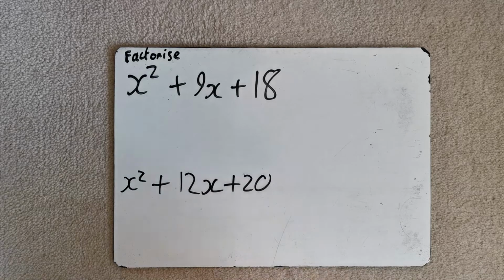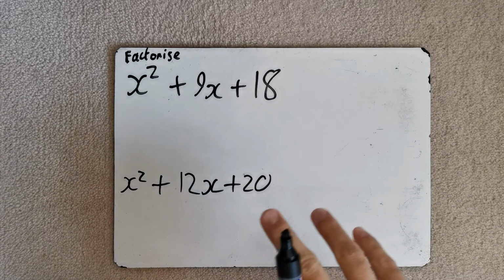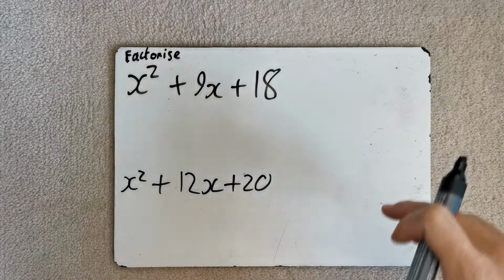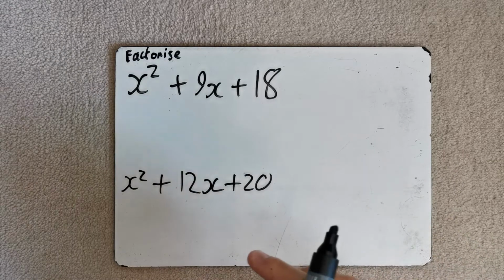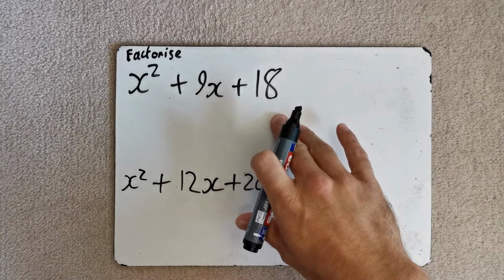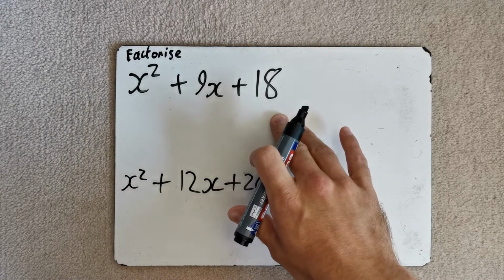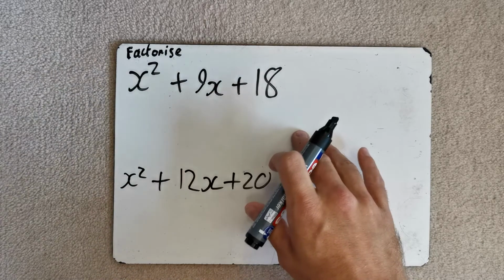Okay, let's do some factorising now. When you're factorising, that essentially means put some brackets in. And remember what we did before when we were expanding double brackets and they came out looking like this. This time we're going to work backwards and it's going to come out looking like double brackets.